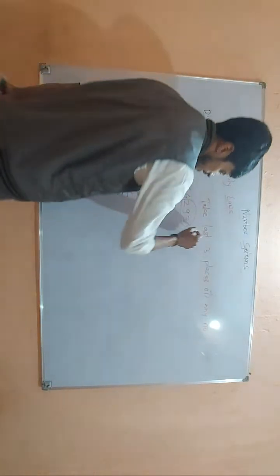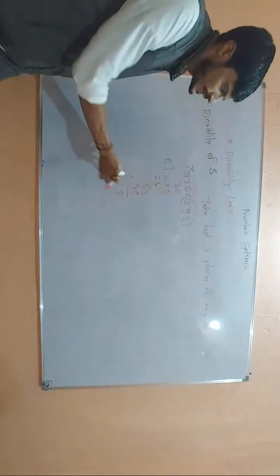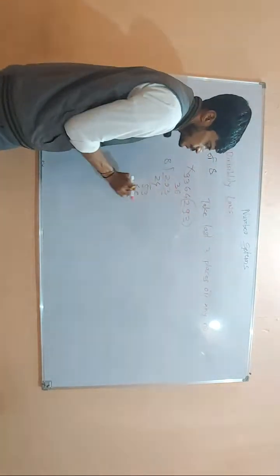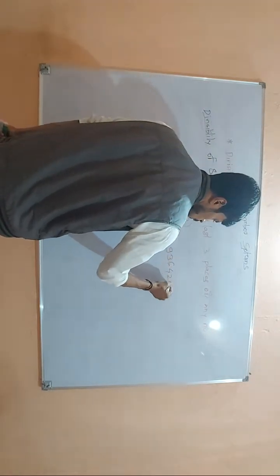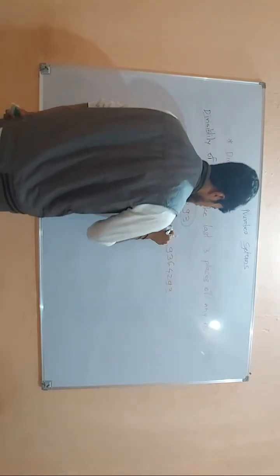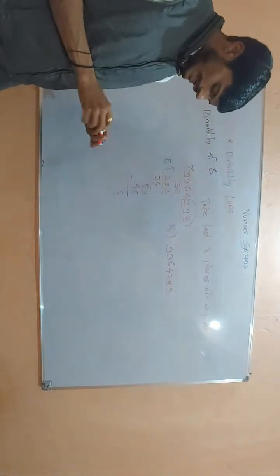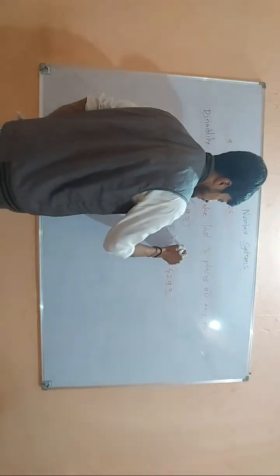If you go thoroughly here, so this is the shortcut method, that is the last 3 digits, and I have checked. If you go thoroughly, is 9364293 divisible by 8? If you do the whole calculation, then the same result will be there.